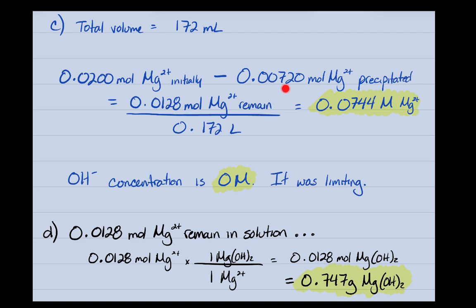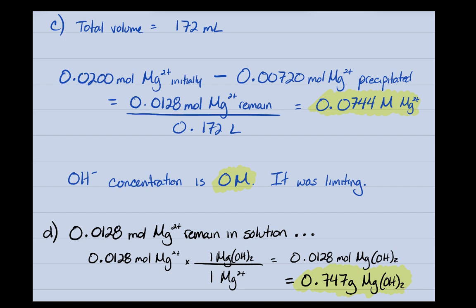Now, I already had this number up there in my part B answers, right? It's as magnesium hydroxide, MgOH2, but it's a 1-to-1 magnesium to magnesium hydroxide. So I'm just using the same number of moles there, right? We subtract, get 0.0128, put that over the number of liters, which we decided was 172 milliliters, and then we get our concentration of magnesium, 0.0744.